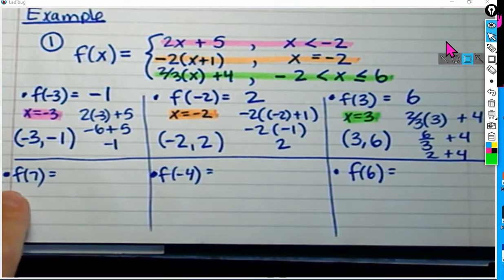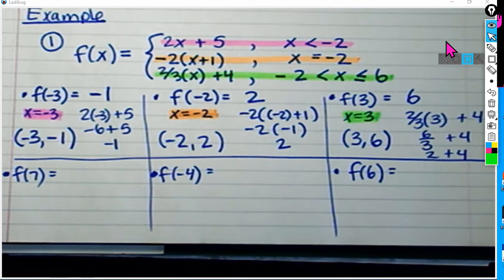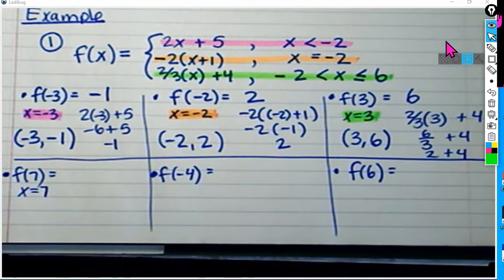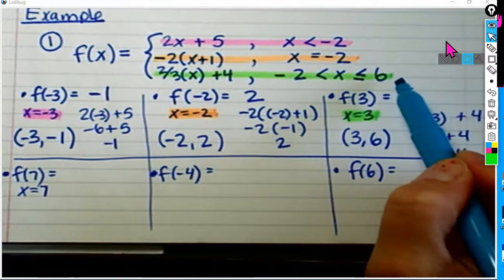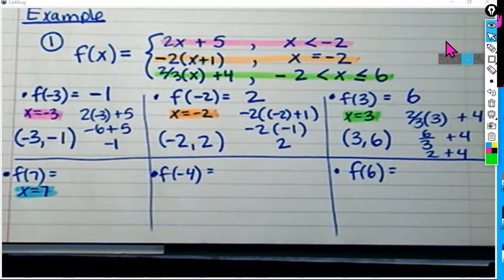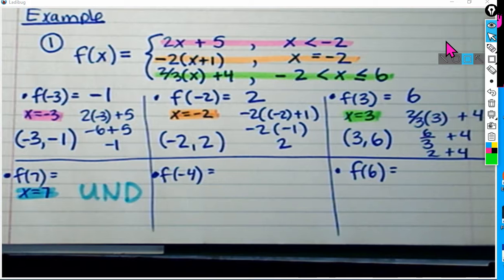Okay. 1, 2, 3. You pick. New person. You choose which one you want to do first. Yes. This one? Okay. What do you want to tell me about it? X equals 7 doesn't fit anywhere. 7 is more than 6. So it doesn't work. This is undefined. There is no definition. There's no equation that goes with it. So there's nothing there. Nice job, Olaf.